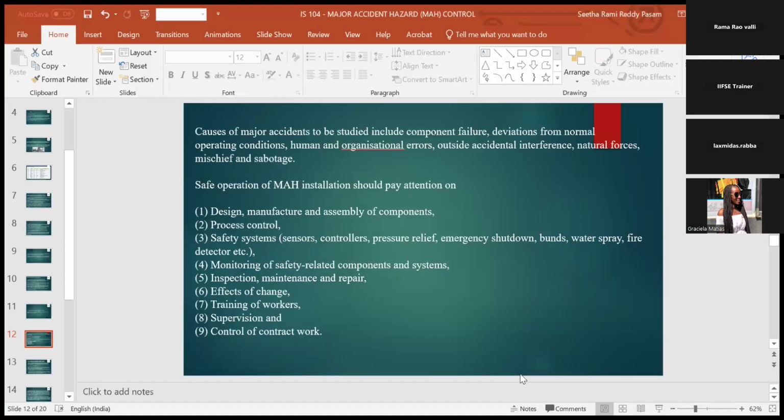When we say monitoring of safety related components and systems, that itself will cover even process controls, and it will also cover HAZOP. So how do you understand the process controls? By doing the HAZOP. That is in monitoring. Here it is about the installation. What are the areas you have to consider? Okay, sir.